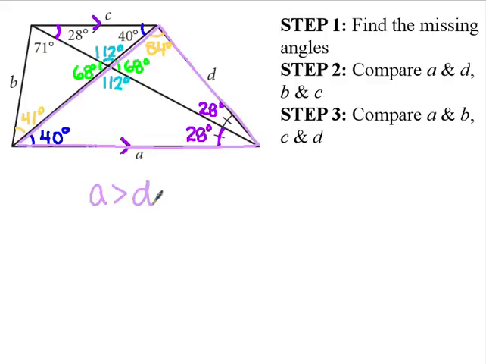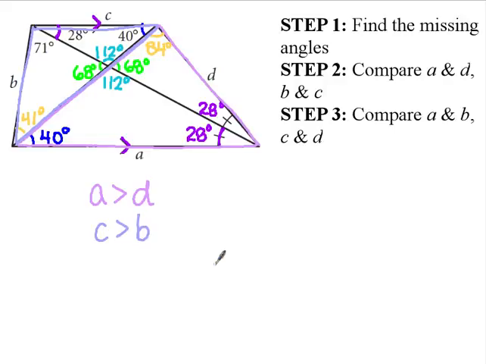Okay. Now I'm also going to compare B and C using a big triangle. So I'm going to draw this triangle in right here. All right. So B is opposite what angle? 40. C is opposite what angle? 41. So which one is bigger? So C is bigger than B.